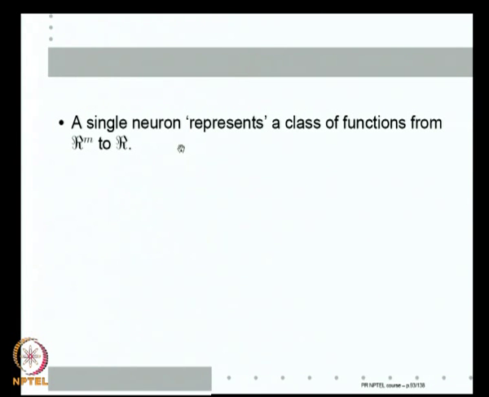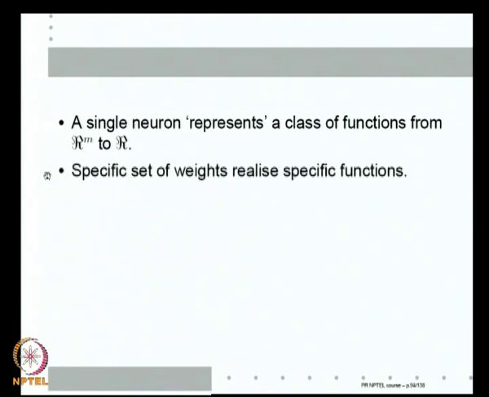Okay. So, a single neuron, as we have seen, because it has only one output, represents a class of functions from some m inputs to a single real output, R^m to R. A specific set of weights realizes specific functions. Right? Your perceptron can represent any hyperplane. Which hyperplane it represents depends on what weights we put on the perceptron.